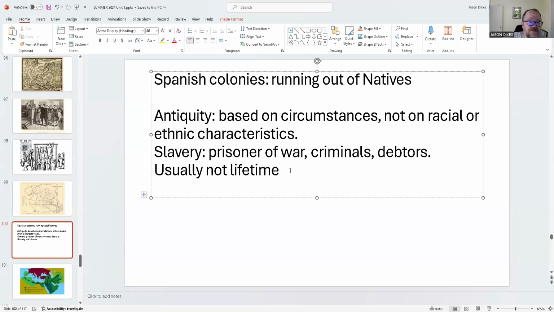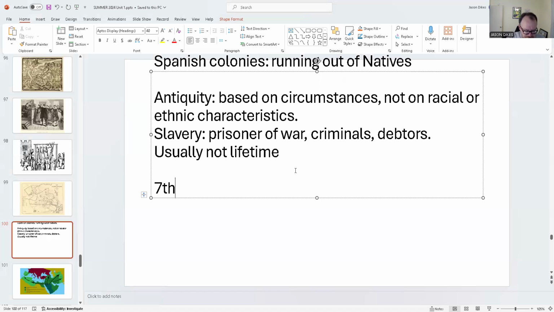So it's very, very different from the slavery that was practiced here in North America and South America and the Caribbean. Where this began to change, where we start to see a slavery based on a racial or ethnic characteristic, is about the 7th century.